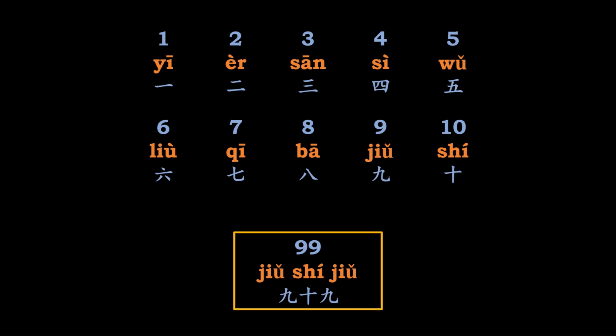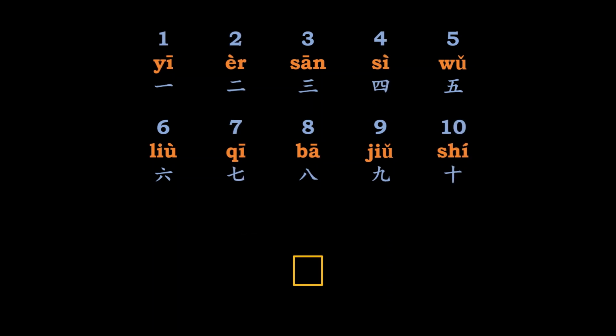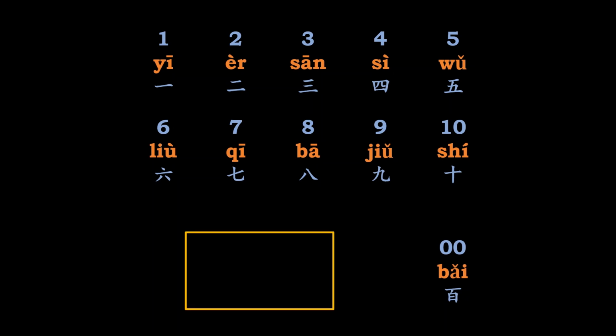But what if we want to count higher than 99? Well, in that case, we do need to introduce a new unit, 百. This is the unit for 100. So 100 is 一百. 400 is 四百.